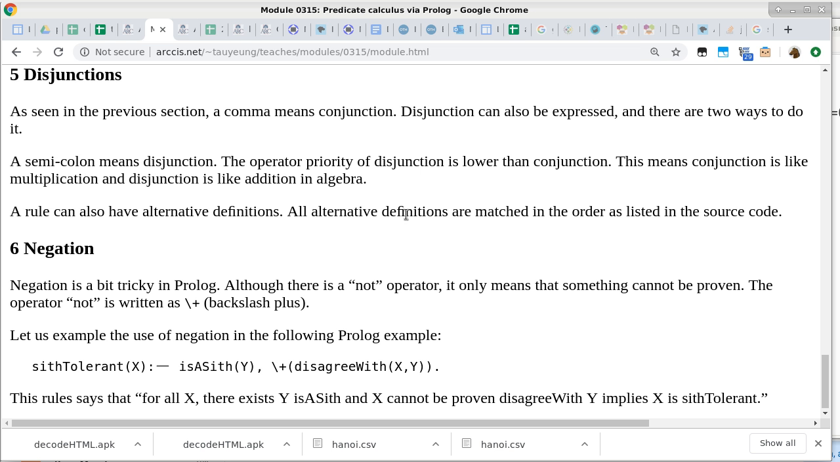So let me say that one more time, okay? We'll say it in different ways so that you can look at it from different perspectives. So let's read it from the right-hand side first and then get back to the left-hand side. The right-hand side says, if you can find me a cis, Y, and you can show me that there's no confirmation that X disagrees with Y, then X is known to be cis tolerant.